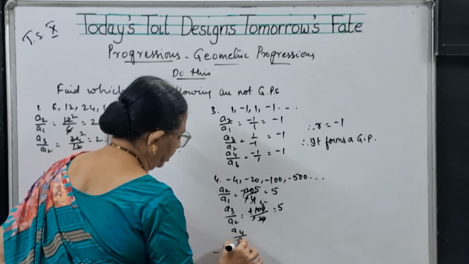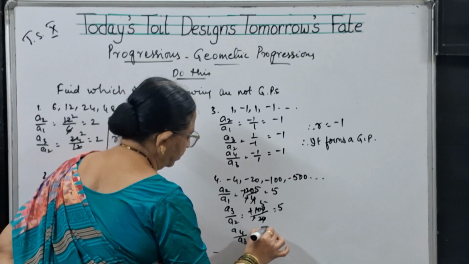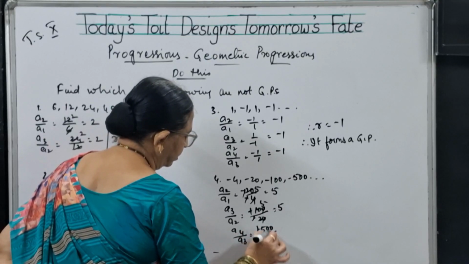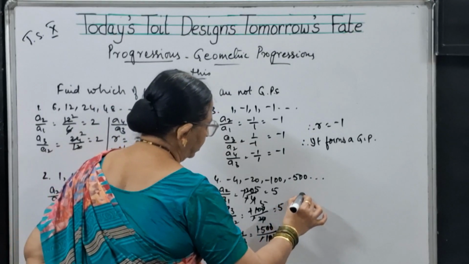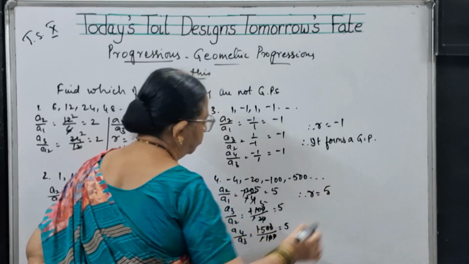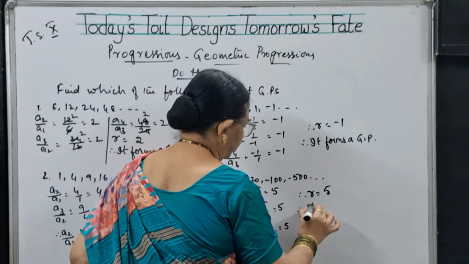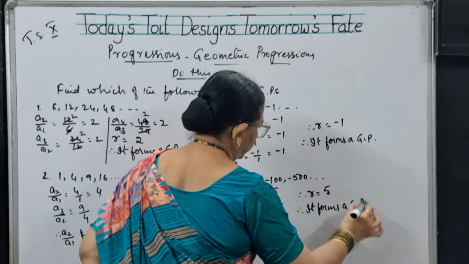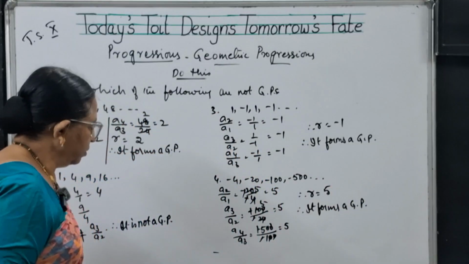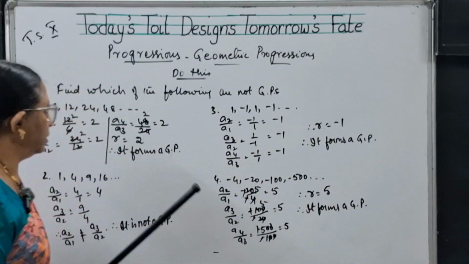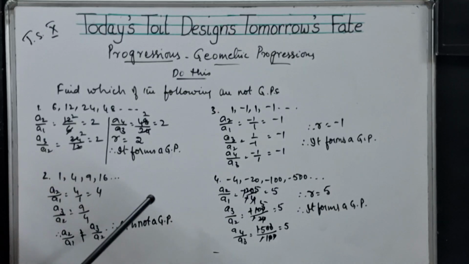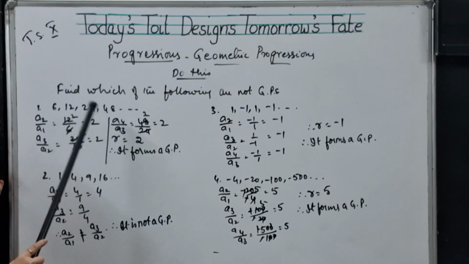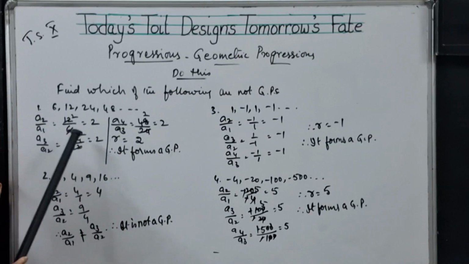Then A4 by A3 is minus 500 by minus 100. Again, it is 5. So you are getting common ratio as 5. Therefore, it forms a GP. So with the help of this, children, you can understand, as I said, the main property with which you can identify whether the given sequence is in GP or not is common ratio.